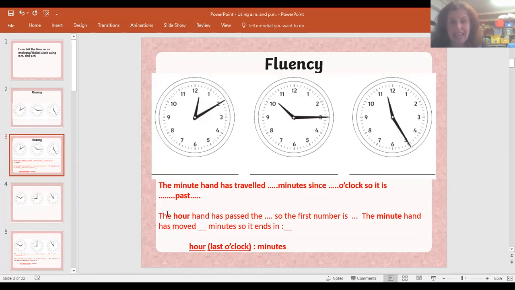Look at this one. The hour hand has passed the 12, so the first number is 12. The minute hand has moved 10 minutes, so it ends in 10. Look at the next one. The hour hand has passed the 10, so the first number is 10. The minute hand has moved 15 minutes, so it ends in 15. And here, the hour hand has passed the 11, so the first number is 11, and the minute hand has moved 5, 10, 15, 20, 25 minutes, so it ends in 25.